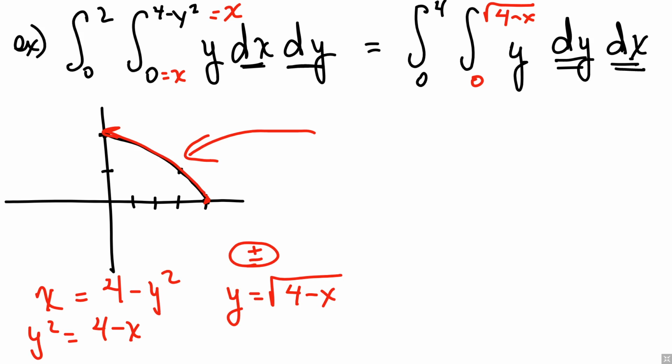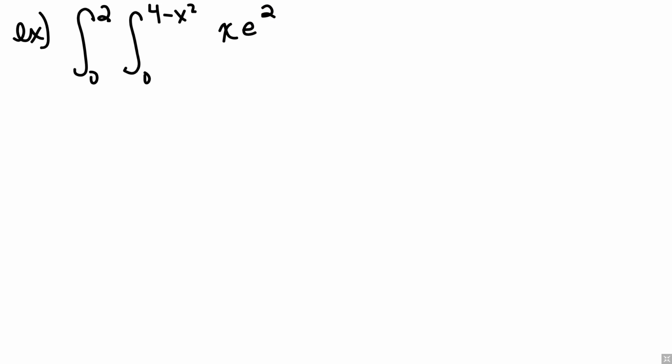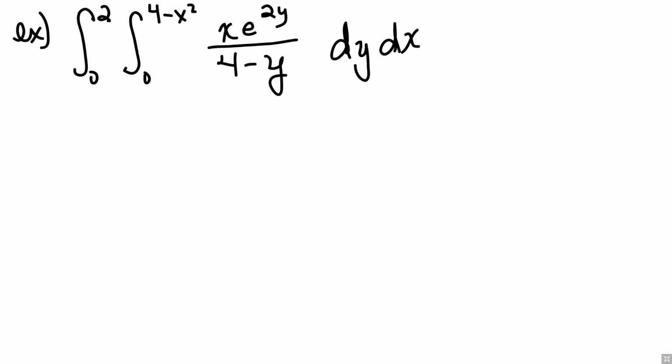Okay, let's look at our next example. We have the integral from 0 to 2, then the integral from 0 to 4 minus x squared, and we have x e to the 2y over 4 minus y. We're doing dy dx.